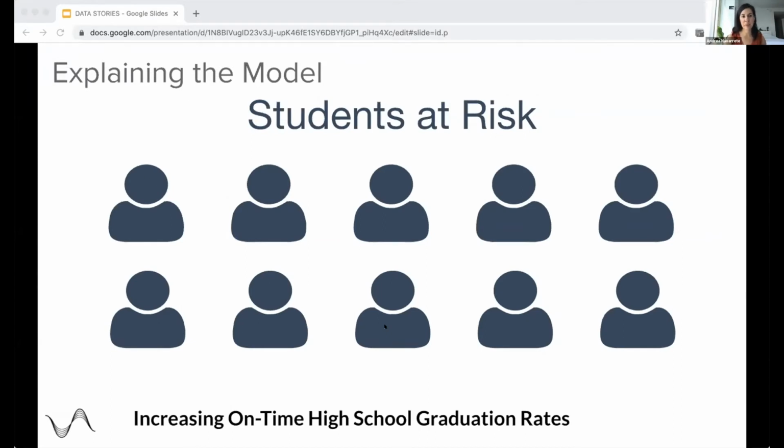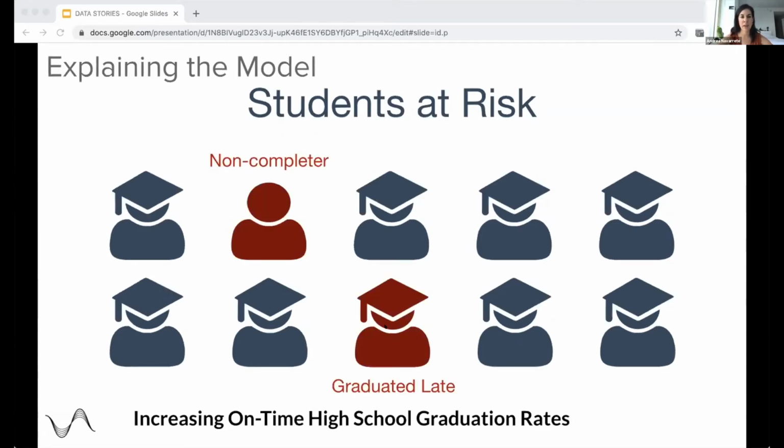This is another example, and this is more of explaining the whole model itself. So the first problem is increasing on-time high school graduation rates. From here, we could have 10 students, which are visualized this way. From the 10 students, one of them is a non-completer. Another one graduated late. So this will tell us that from the 10 students, 2 of them are actually not graduating on time. This is the problem itself, and it's very easy to visualize and understand.